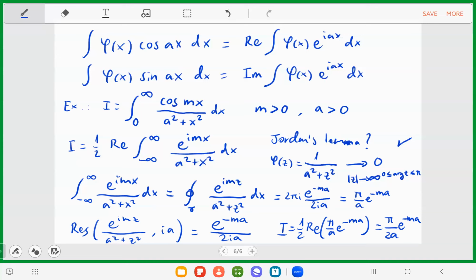Okay. Teacher. Yes. Sorry. At line 5, in the integral, it is z and not x. Yeah, you are right. Yes, thank you. I was doing it too fast. This is z. Yes, thank you.